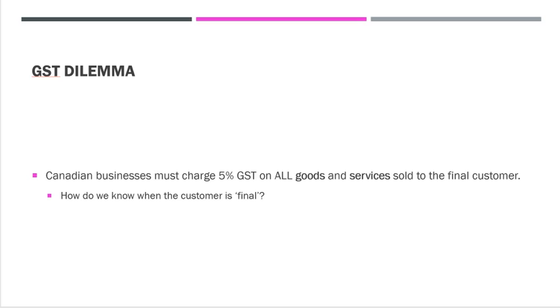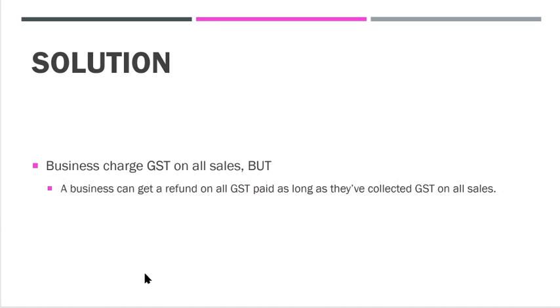Can we just lie and say we're not the final customer, not pay GST? So what the government has done is charge everyone. The problem with this is we're going to pay tax when we don't have to, or the government will collect almost double the tax if they do it. But they found a way to get around this.